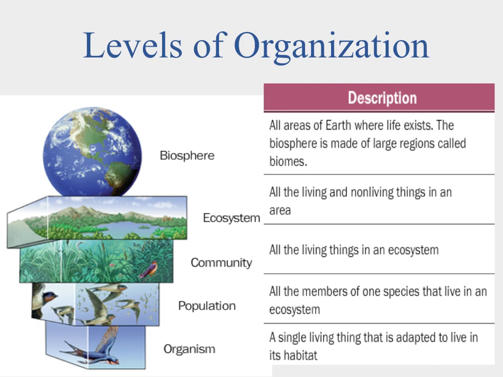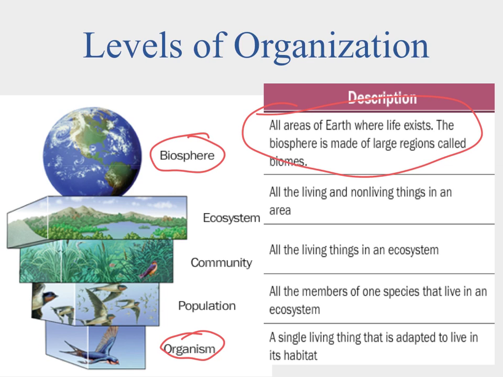So when we're talking about populations and communities, we have levels of organization. These levels range from the organism itself, an individual living thing, all the way up to the biosphere, which is all the areas of the earth where life exists.